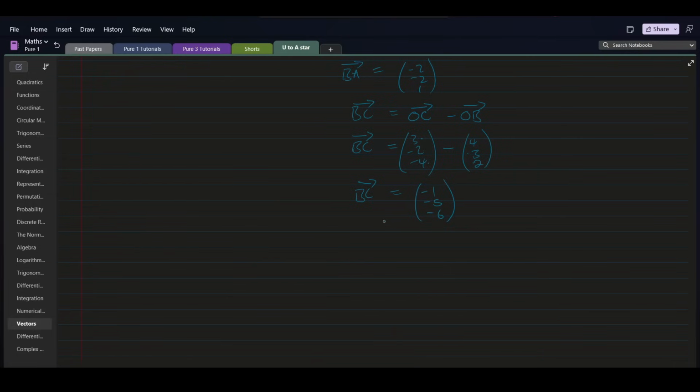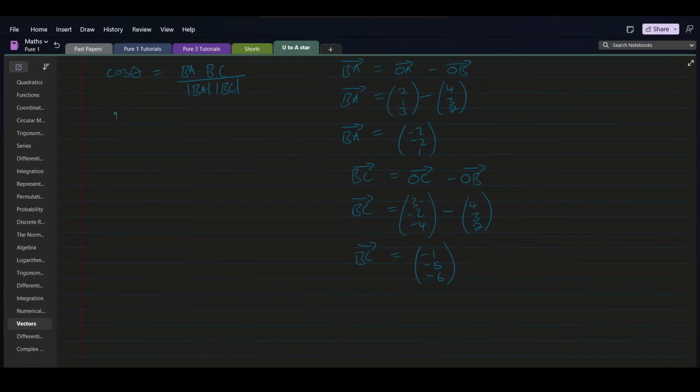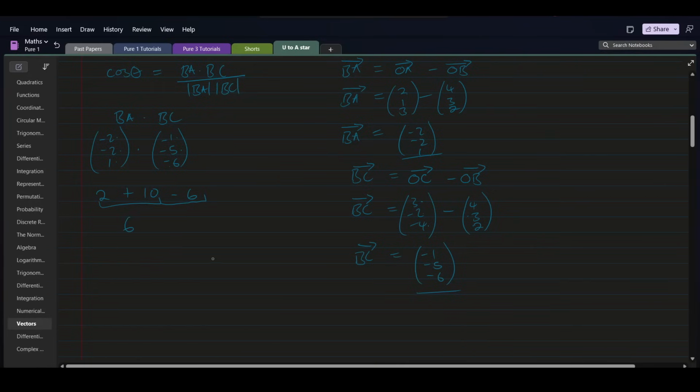Okay, so now that we have both the displacement vectors of BA and BC, we can go on to find their dot product. So we want BA dot BC. So we say BA is over here, -2, -2, 1 dot BC, which is -1, -5, -6. So that would be -2 times -1, that gives us 2, plus -2 times -5, which gives us 10. And then we've got 1 times -6, which gives us -6. So this becomes 2 plus 10, which is 12, minus 6, which is 6. So that means our dot product is 6.